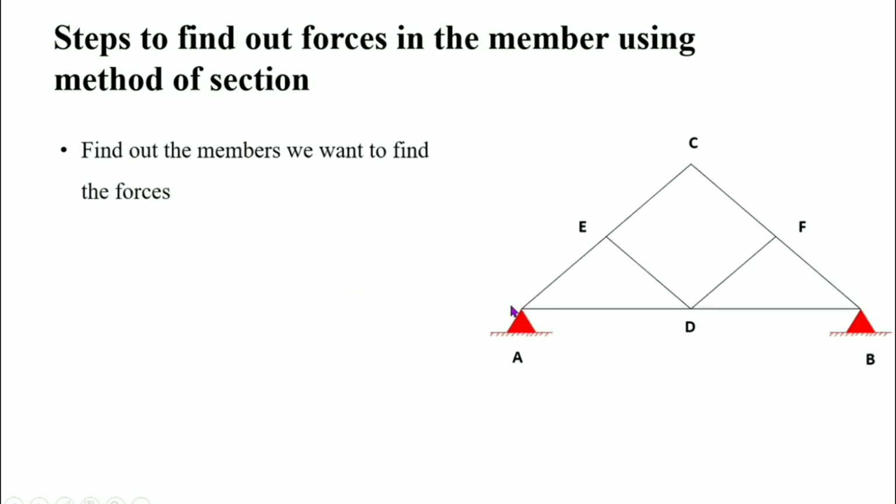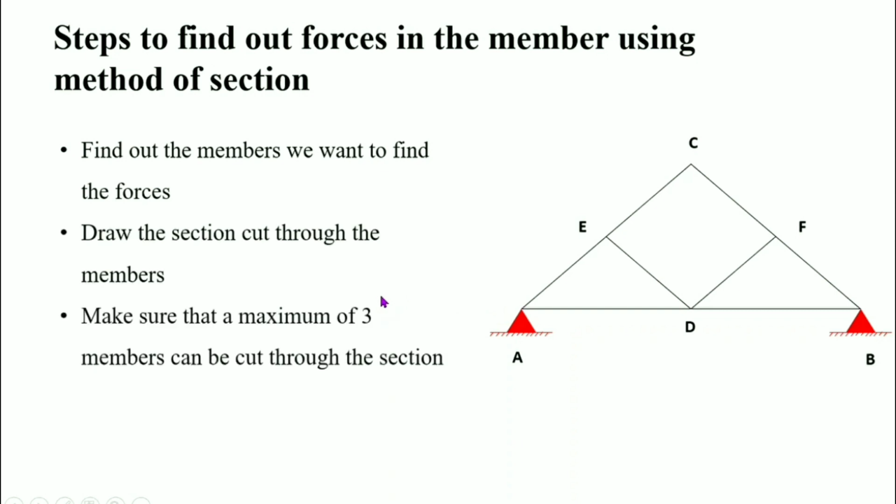Let this truss is taken as an example. The first point is find out the member we want to find the force. Second, draw the section cut through the members. Third one is make sure that a maximum of 3 members can be cut through the section. Let us check the frame. For example, we want to know the forces on the member CF, ED and AD. We cut the section like this. The section can be even, straight or curved.